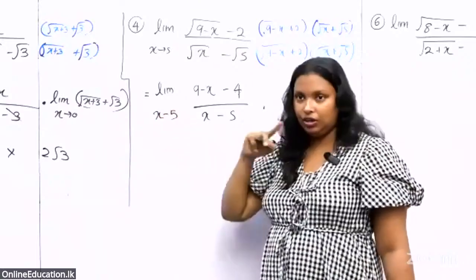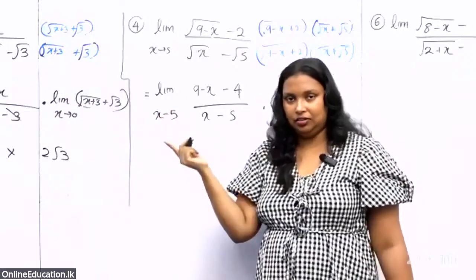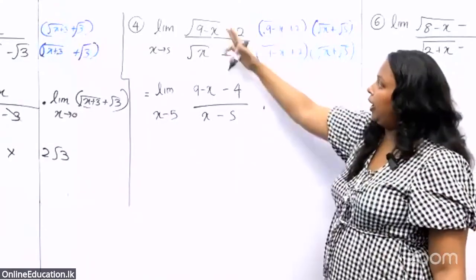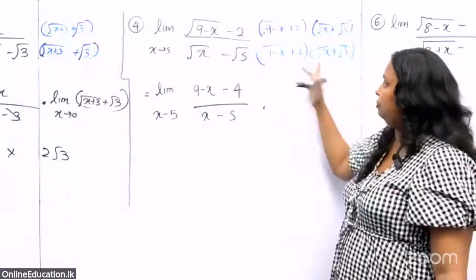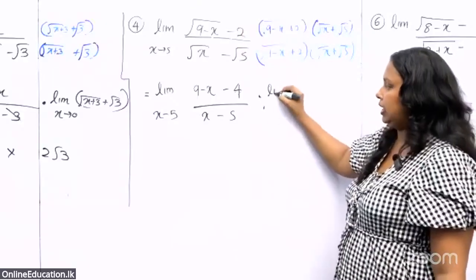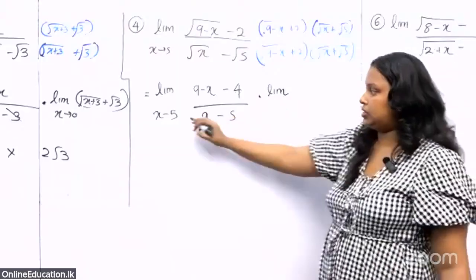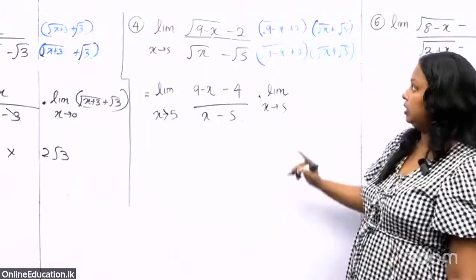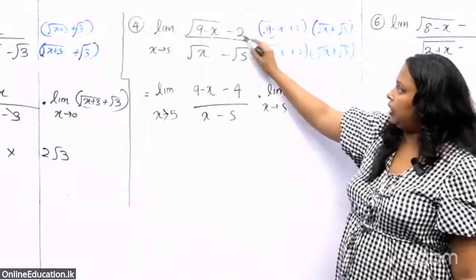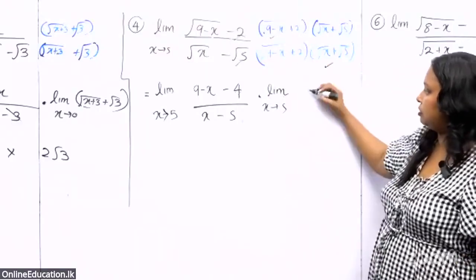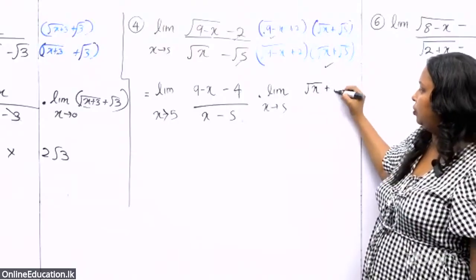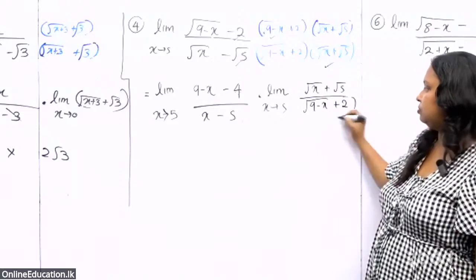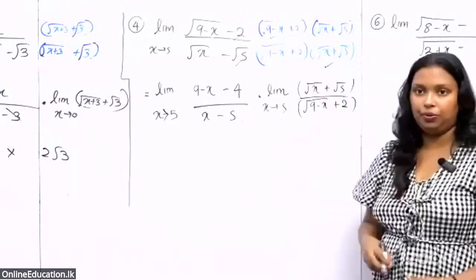And what I told you in the previous questions, right? What remains once you pair? Okay, once you pair, what remains? You just write separately as a multiplication and put limits. Right? Write them separately. What remains here? I got this. I'll pair this one, and this one. These things remain. I will write it here. Root x plus root 5 over root 9 minus x plus 2. This also remains in the denominator.